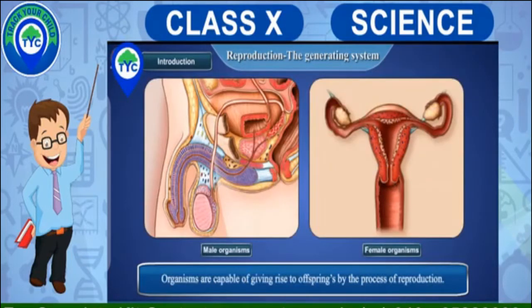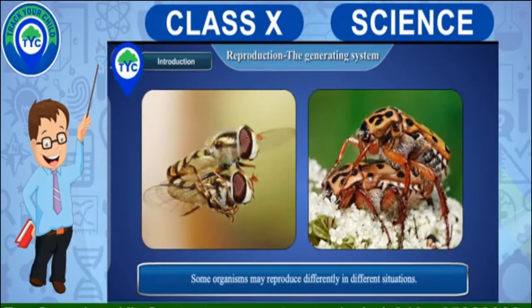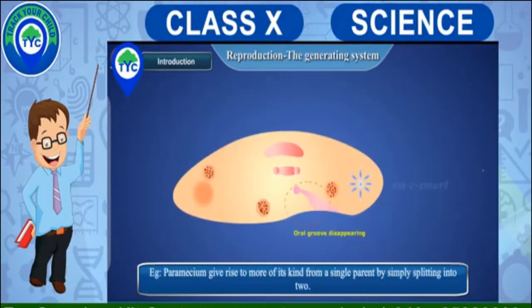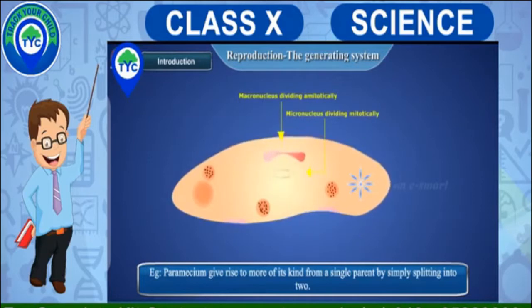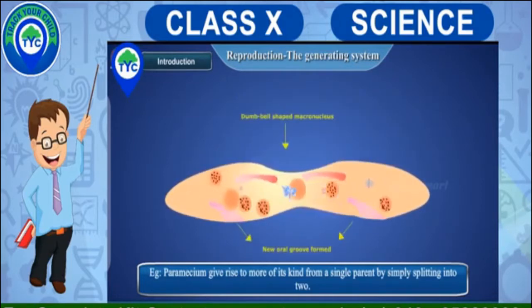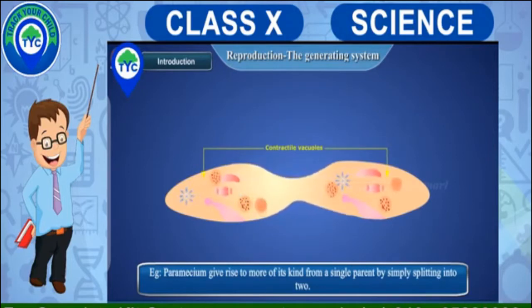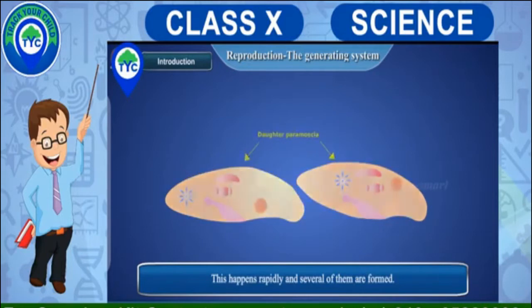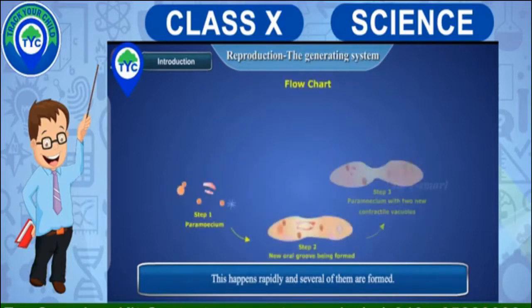Organisms are capable of giving rise to offspring by the process of reproduction. Some organisms may reproduce differently in different situations. Example: Paramecium give rise to more of its kind from a single parent by simply splitting into two. This happens rapidly and several of them are formed.